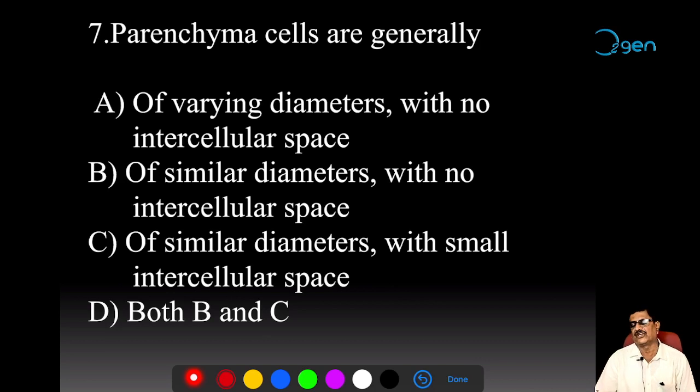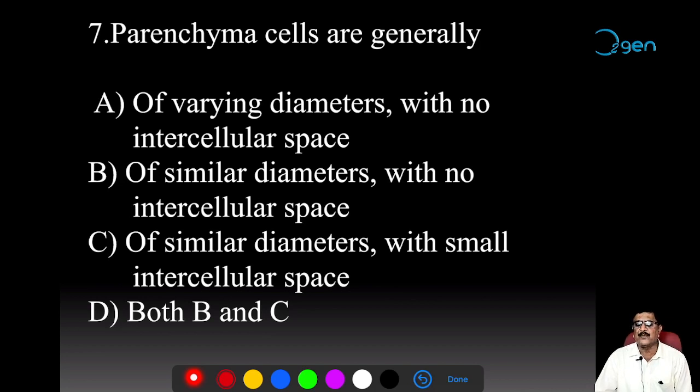Parenchyma cells are the living thin-walled cells of simple permanent tissue. Parenchyma cells are: A, of varying diameters with no intercellular space. B, of similar diameter with no intercellular space. C, of similar diameter with a small intercellular space. D, both B and C.